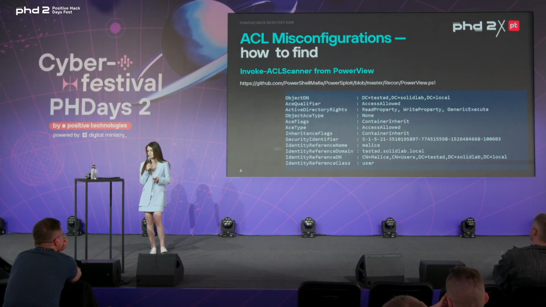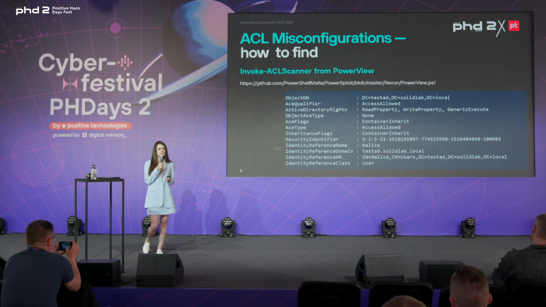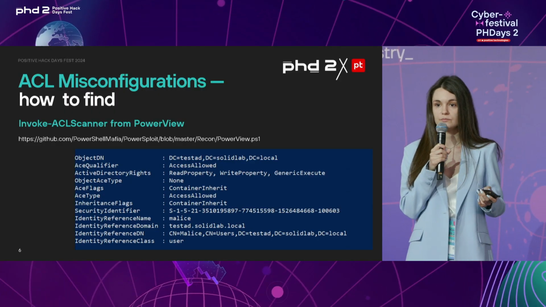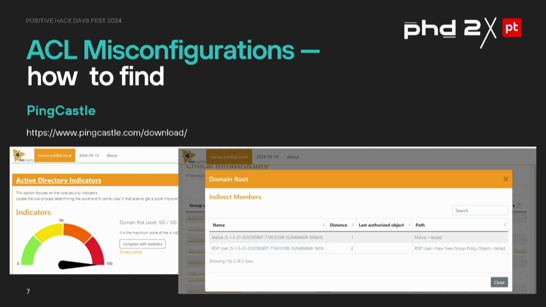How can you find misconfigurations, and which tools can you use to do that? There is an in-vogue ACL scanner from PowerView. It's based on PowerShell, and it can find non-default settings. It will not show you all ACLs on the domain because there are too many of them, but it will highlight the most interesting ones that shouldn't be there from the perspective of this tool, that are non-default. Here, on our test domain, solidlab.local, it found the WriteProperty for the malicious user.